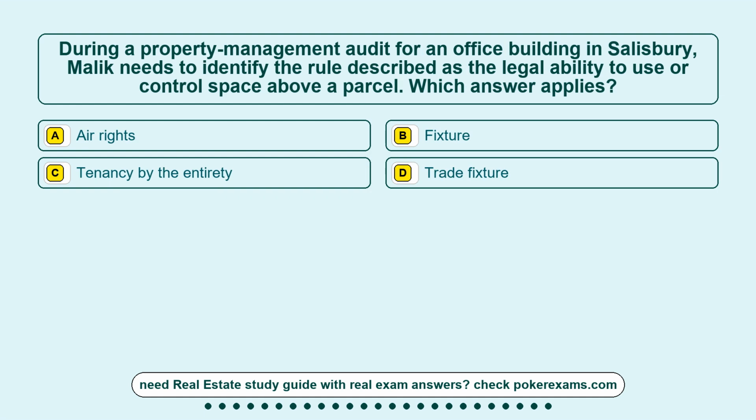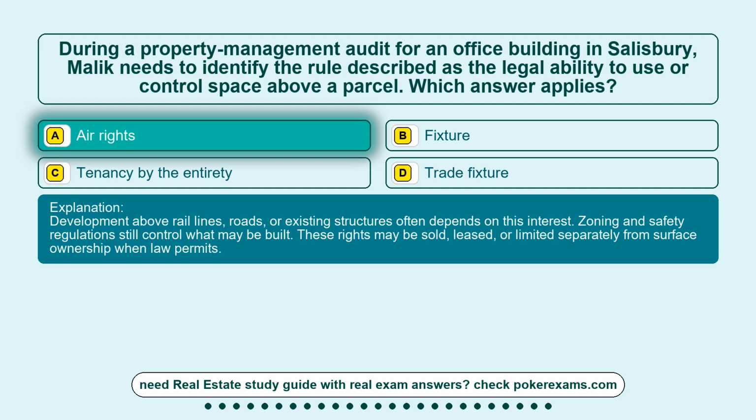Question 22. During a property-management audit for an office building in Salisbury, Malik needs to identify the rule described as the legal ability to use or control space above a parcel. Which answer applies? Option A, air rights. Option B, fixture. Option C, tenancy by the entirety. Option D, a trade fixture. The correct answer is option A, air rights.